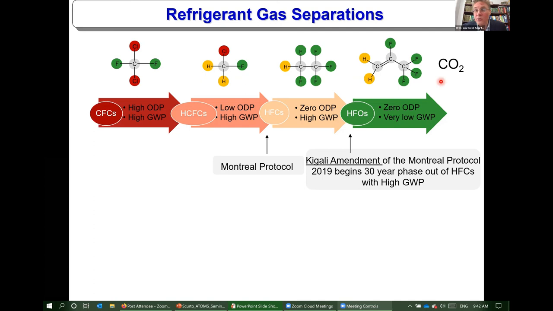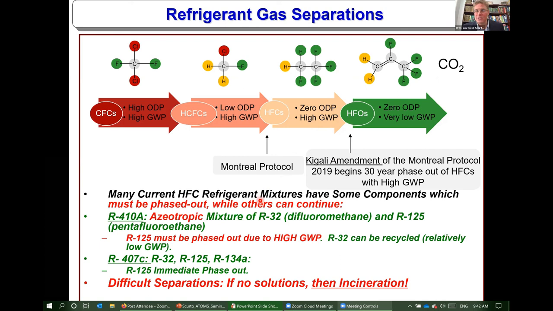So we're looking at this particular problem of the need to phase out some of these HFCs with high global warming potential. So for instance, there's a lot of common mixtures of these HFCs. And on the pure components, it's much easier to know that, well, this HFC in particular needs to be phased out.